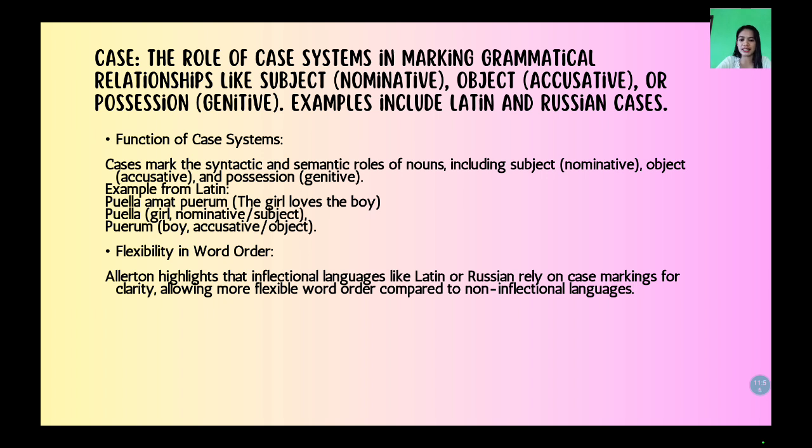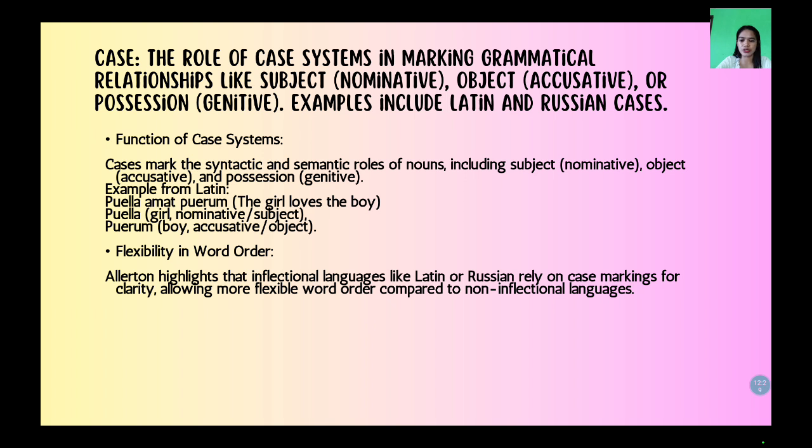Example from Latin. Puella amat puerum, the girl loves the boy. Puella, girl, is the nominative, which is the subject. Puerum, boy, is accusative, which is the object. Again, the girl is the nominative, the subject. The boy there is the accusative, the object.